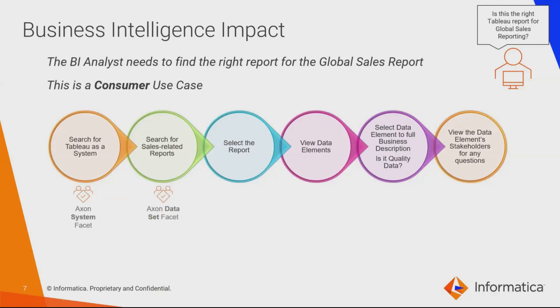I can drill into a low level of detail to find out what contains that report. What are the sales-oriented reports? Find the right one. Again, still using Axon. We're all in a very business-focused use case here. From here, I can look at the attributes within that report. Okay, here's the 17 data elements that help fill out that Tableau report.